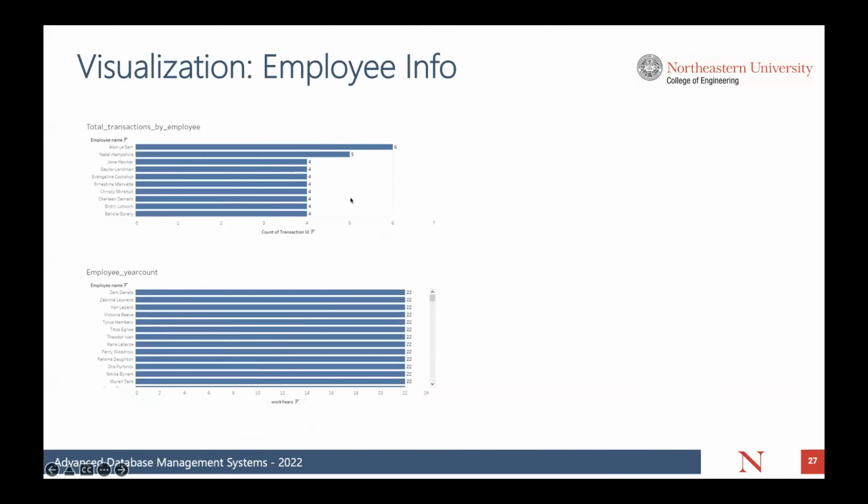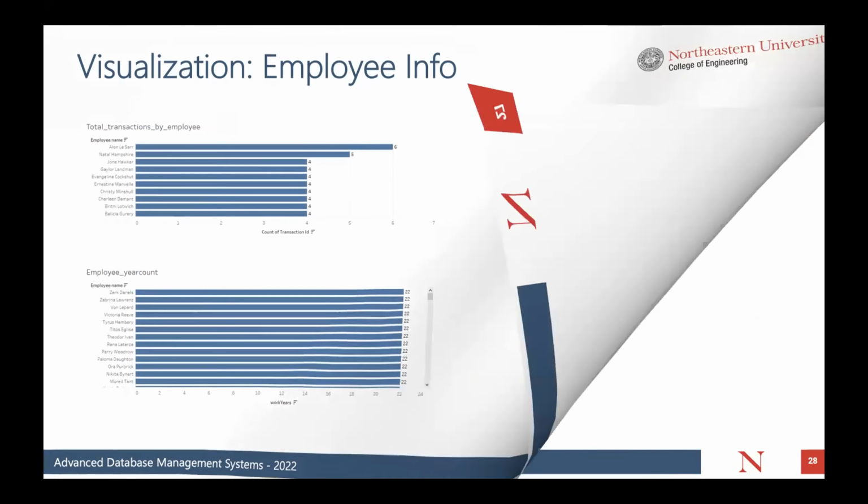In these two pictures, we analyze the employee information. This is the transaction count of different employees. It can reflect the work ability of each employee. And the picture below describes the working years of different employees. We can see the most experienced employee has been working for 22 years. This is all of the visualization part.